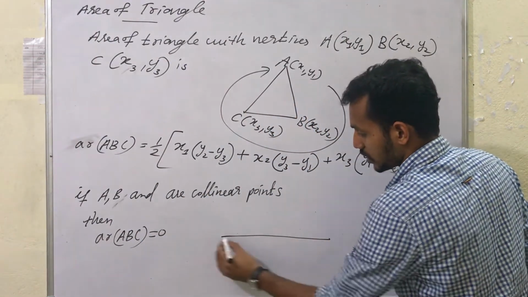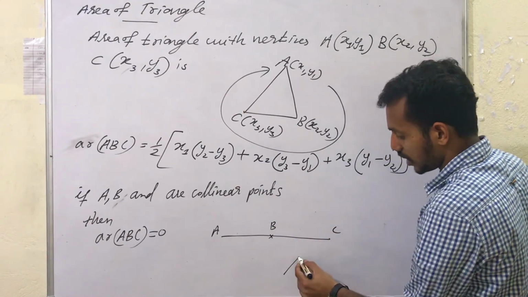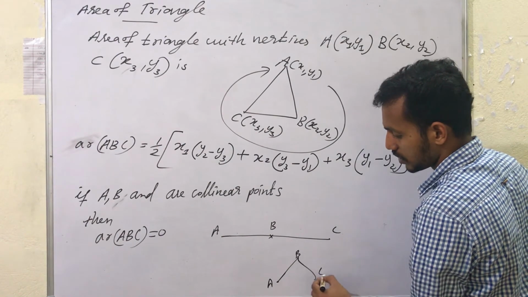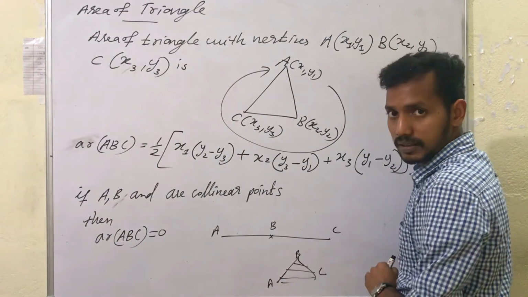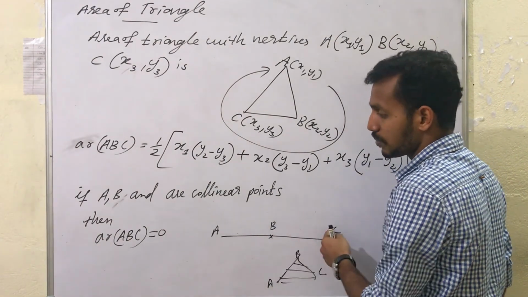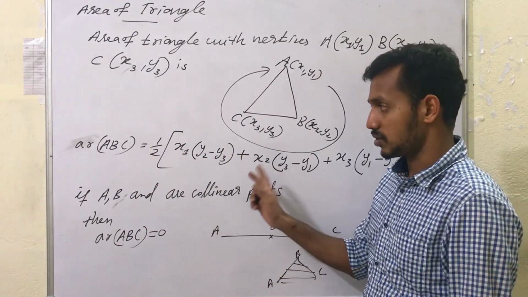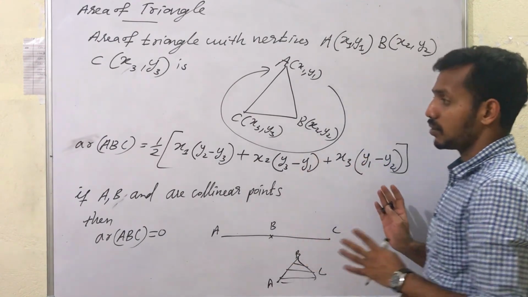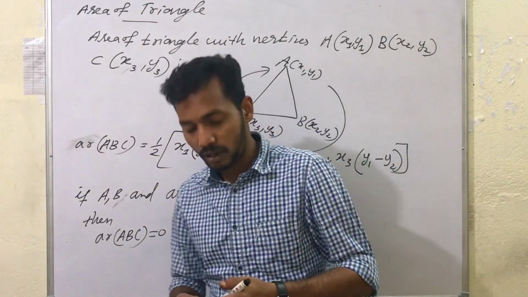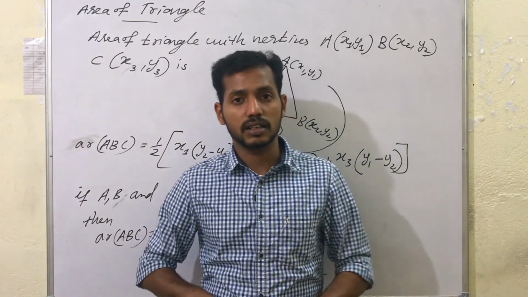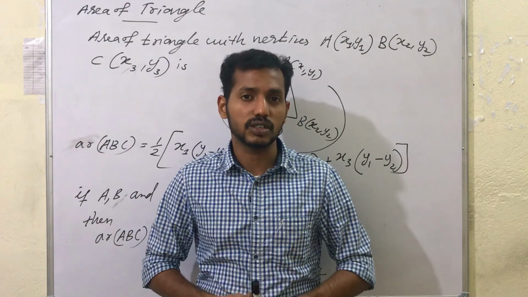Suppose there are 3 points given, A, B and C. If these are not collinear, then there will be some area ABC. Clear? If these are collinear, that means they are lying on the same line, then the area bounded by these 3 points will be equal to 0. So in those questions, this formula will help you. Remember, this is a very important formula, even though it is not a public examination topic. So in this video, I have discussed all the theoretical portions of the chapter coordinate geometry.